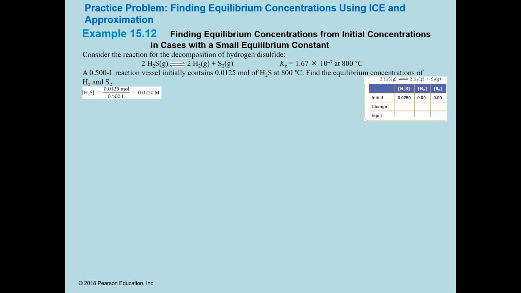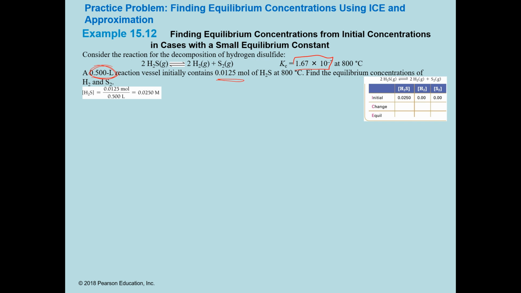So in this case, I have 1.67 times 10 to the minus 7. And I have 0.0125 and concentration per 0.5. So really, remember how important it is that you do this when it's telling you moles. So the molarity of this is 0.0250.